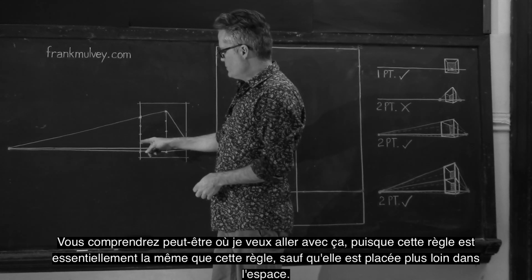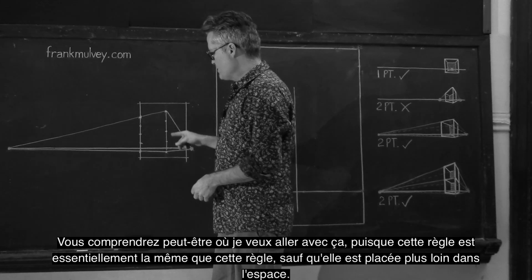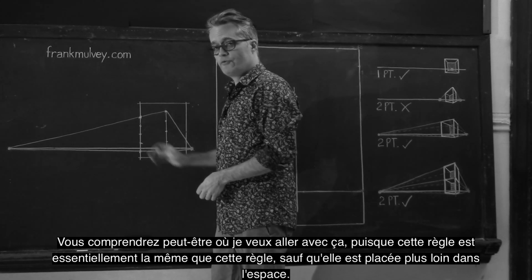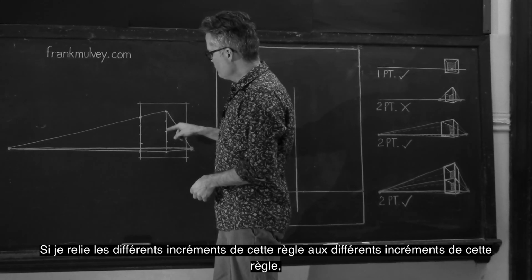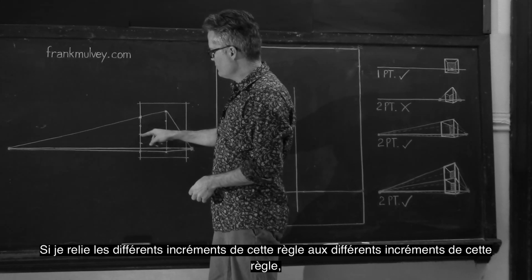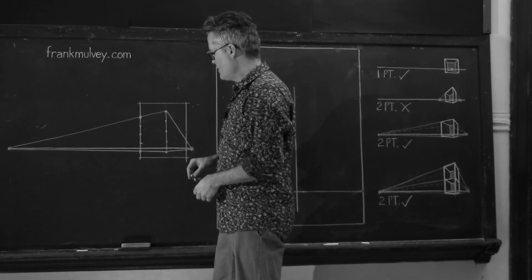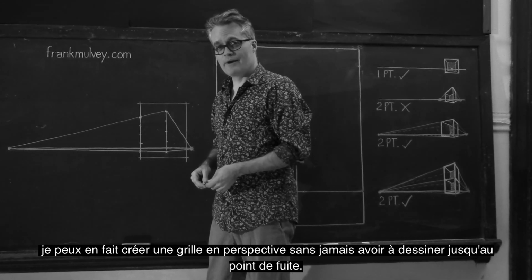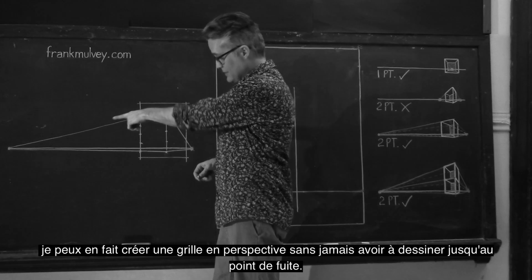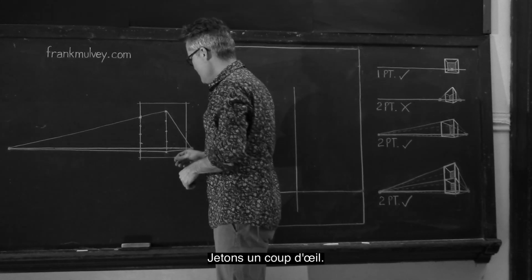Since this ruler is essentially the same as that ruler except slid further away in space, if I connect the various increments of this ruler with the various increments of that ruler, I can actually create a perspective grid without ever having to draw all the way back to the vanishing point. So let's take a look.